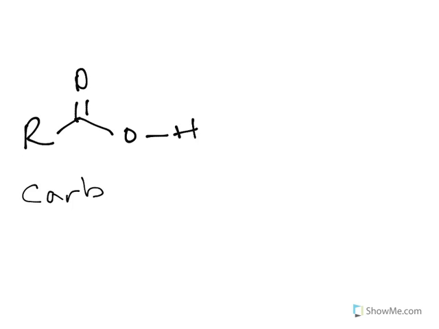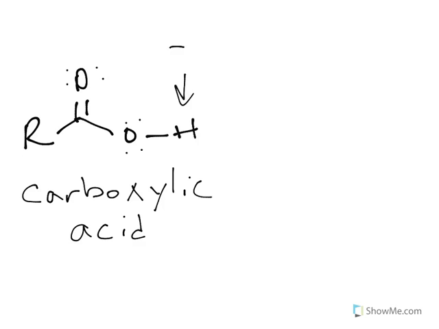So to start off, a carboxylic acid is an organic acid. So we've seen these before. And this is our so-called carboxylic acid. And as we've seen before, it contains an acidic proton.